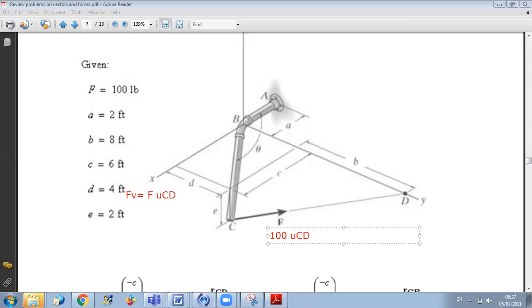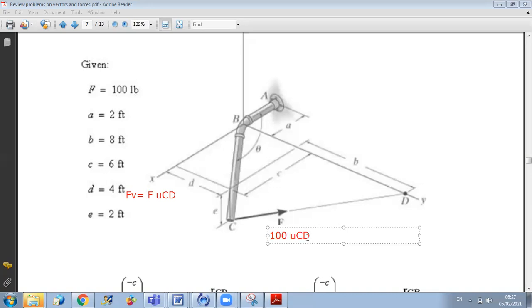So when we write F equals F_CD times unit vector CD: if you have a vector, you know its magnitude, and you know that it's passing by two points, then you define the vector as the magnitude times the unit vector of the line of action of the force, which here is line CD, okay?